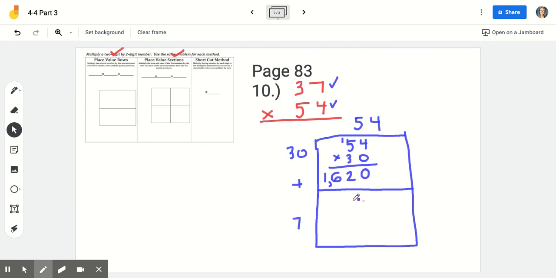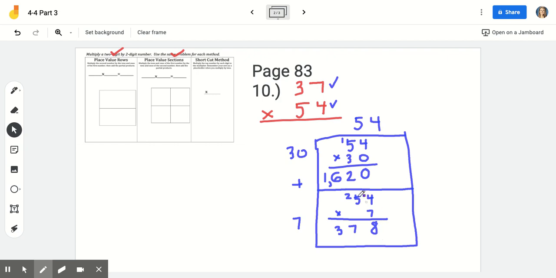All right, let's do the multiplication sentence for this portion. The top factor is still 54, and our side factor is 7. 54 times 7. All right, let's solve it. 4 times 7 is 28. 2 goes above the 5, and 8 goes into our product. 5 times 7 is 35, plus 2 is 37. And we get our second partial product of 378.